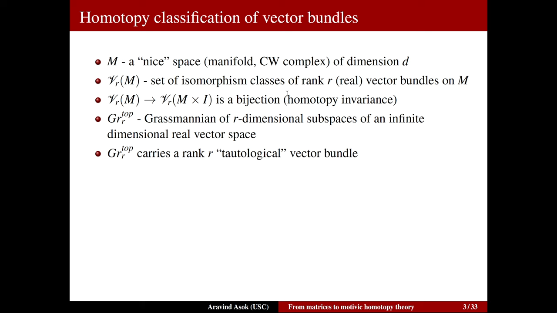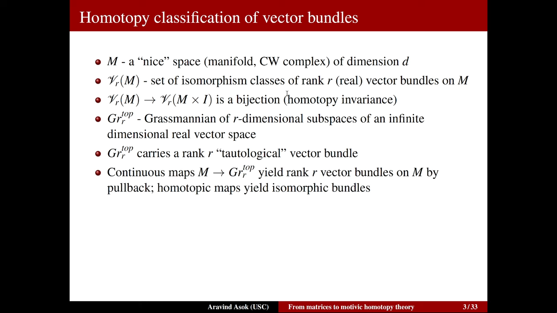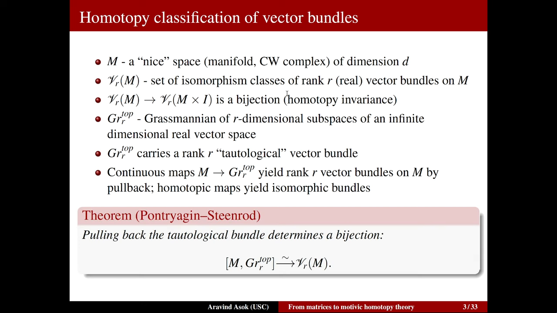All right, so how does this thing actually classify vector bundles? Well, if I have a continuous map to the Grassmannian, then I can pull back the universal or tautological bundle and get a vector bundle on M. And one of the basic things that one proves is that, in fact, every bundle arises in this way, and that's the Pontryagin-Steenrod classification theorem. So if you want, given a vector bundle, you can choose a collection of generating sections, and that allows me to build a continuous map to the Grassmannian, and up to homotopy, those are all vector bundles. So in other words, up to homotopy, the choice of generating sections doesn't matter.